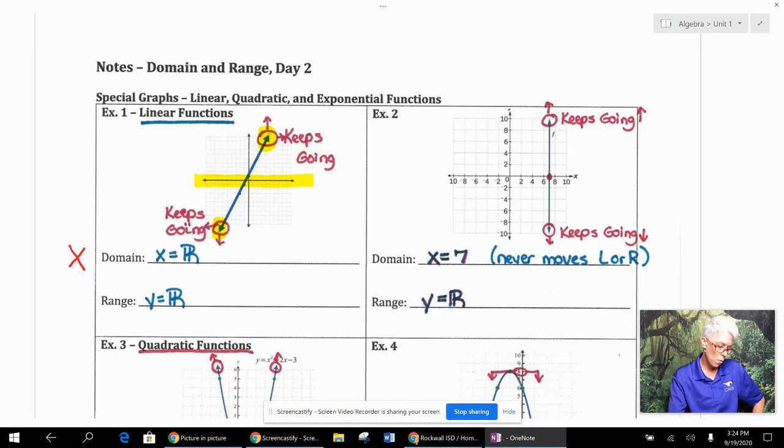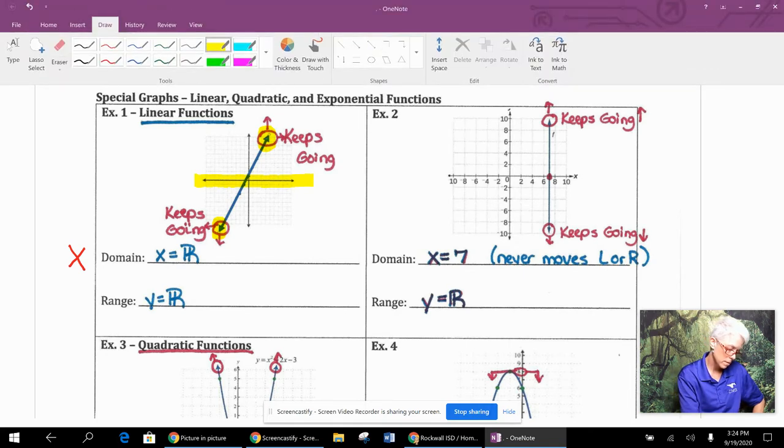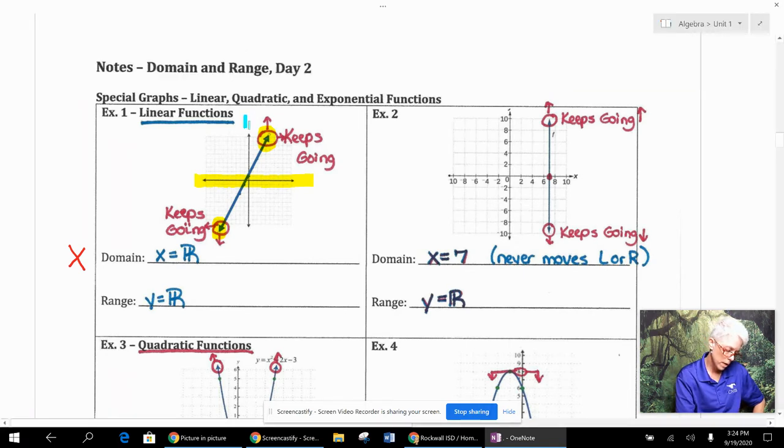Same with the y. The y-axis, which is right here, that's my range. Again, you can see if this arrow goes on and on forever and this arrow goes on and on forever, then it's going to cover all of the numbers on the y-axis. So y equals all real numbers.